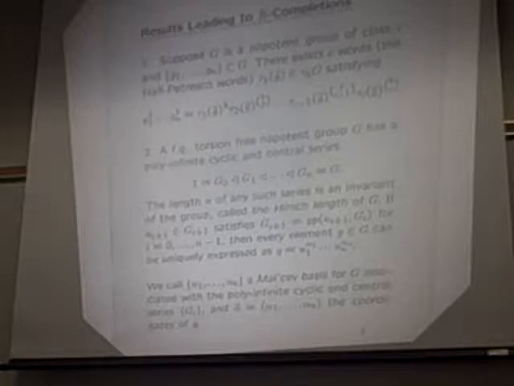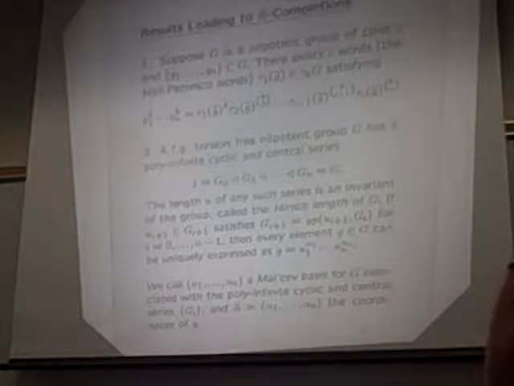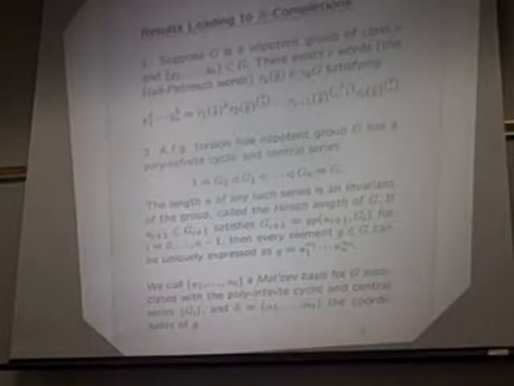So in the language of Philip Hall and Maltsev, who are the ones that actually came up with some of these results, we say that this set of u_i's is a Maltsev basis for G associated with this series. And alpha bar, which is the exponents in vector form, is what are known as the coordinates of g. Okay?